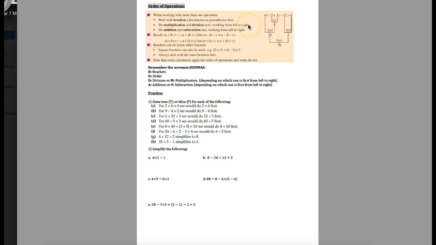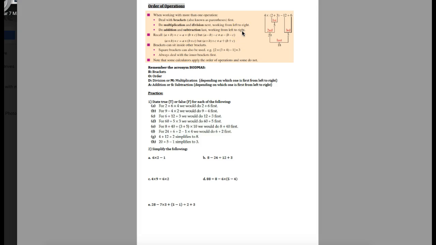Then we do multiplication and division next. So we've got the 4 times 5, and then the 12 divided by 6. It doesn't matter that one's second, that one's third, but basically we work left to right. So it would be silly to do this one before this one here. And then lastly, addition or subtraction.